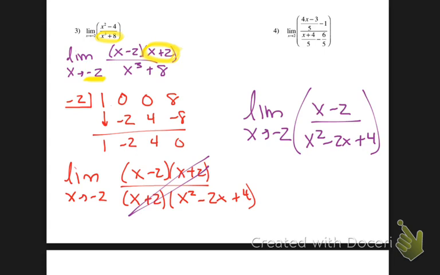So now try direct substitution, because if you don't have any other issues, then you're fine. So when I substitute negative 2 in here, it looks like I get negative 4 over 12, which is going to reduce to negative 1/3, so no more issues. There's your limit.